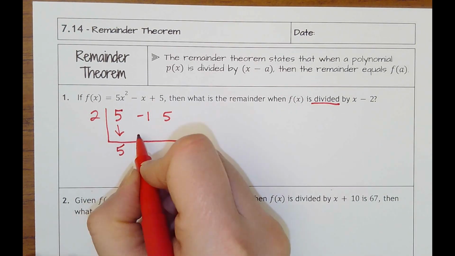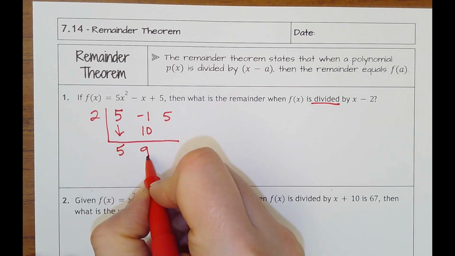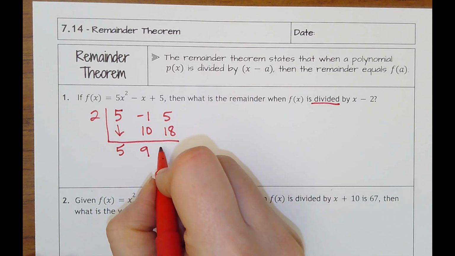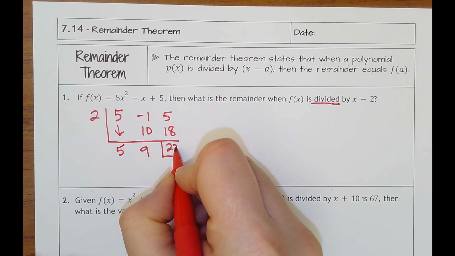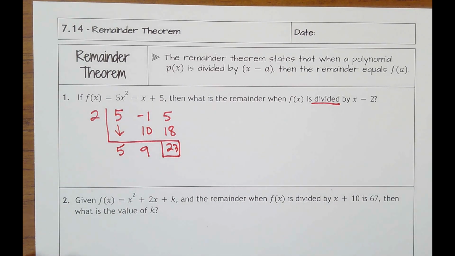Drop down 5. 5 times 2 is 10. 10 minus 1 is 9. 9 times 2 is 18. 18 plus 5 is 23. That's my remainder. I'm not going to even write what my answer is as a polynomial. But I want to show you something else.